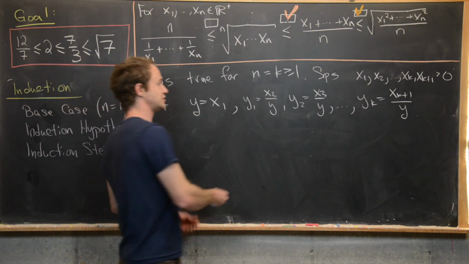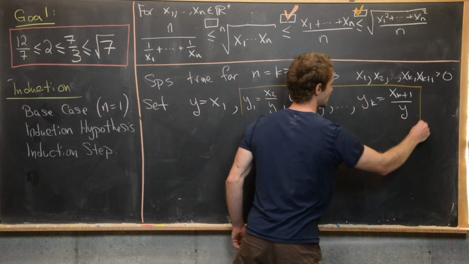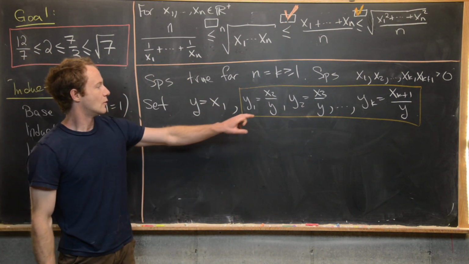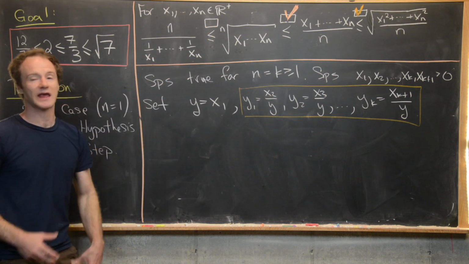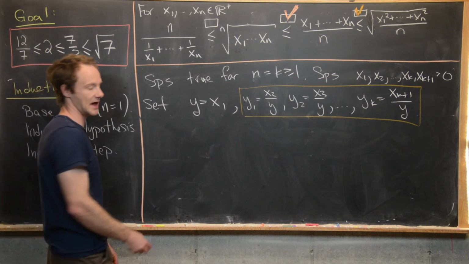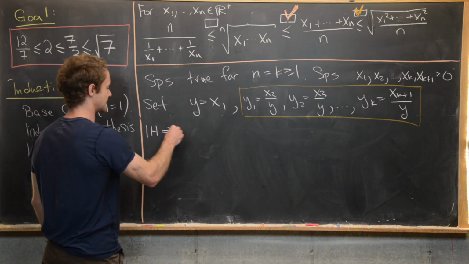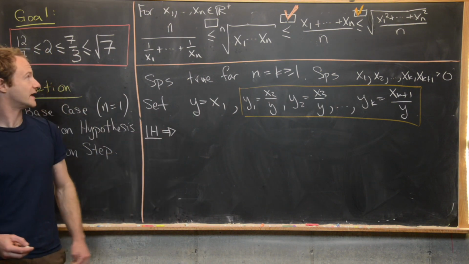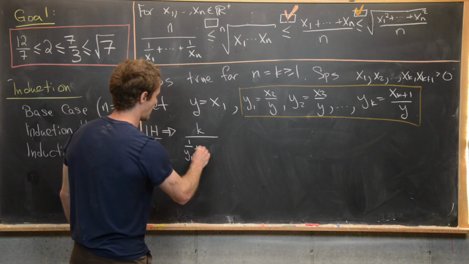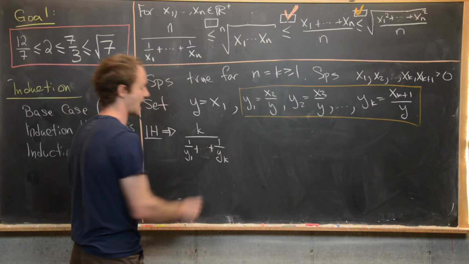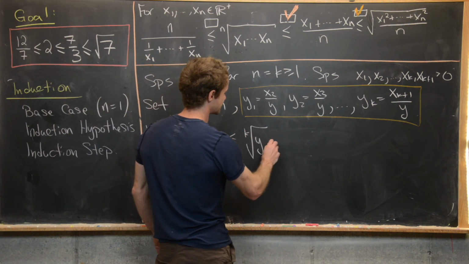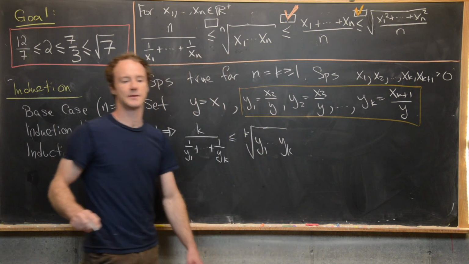Then next, what we'll do is apply our induction hypothesis to this thing that I've boxed in orange. In other words, we have supposed this thing is true for k numbers. We're going to apply that to the k numbers which are given by y1 up to yk. So our induction hypothesis implies the following inequality. We have k over 1 over y1 plus up to 1 over yk is less than or equal to the kth root of this product y1 up to yk.